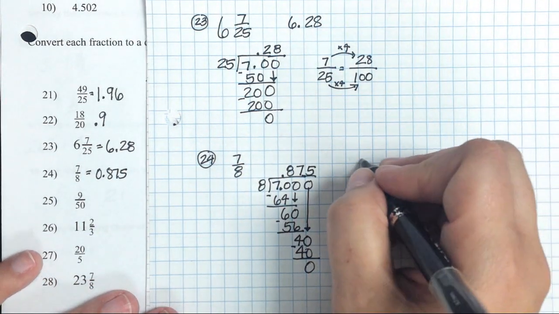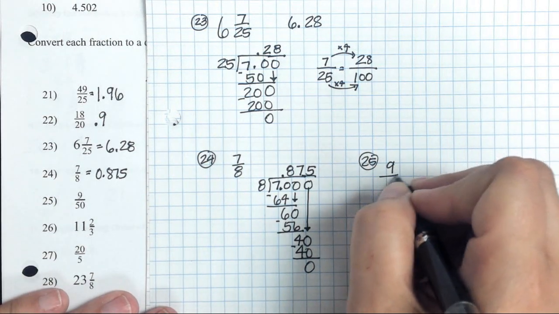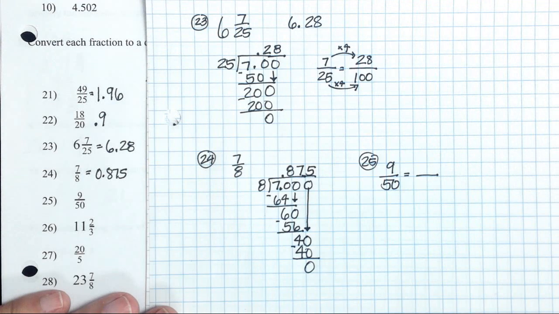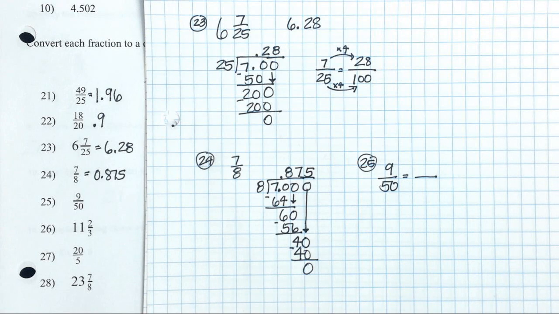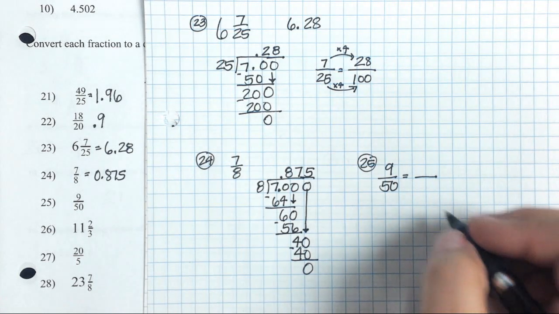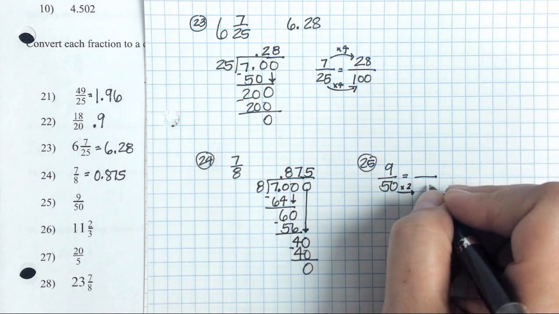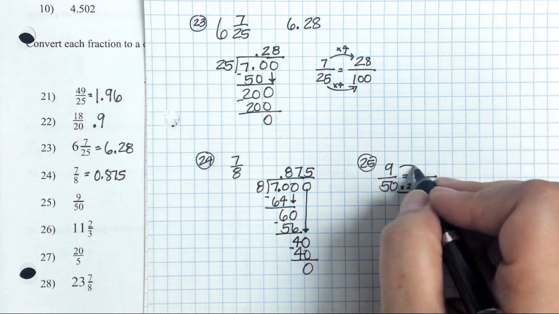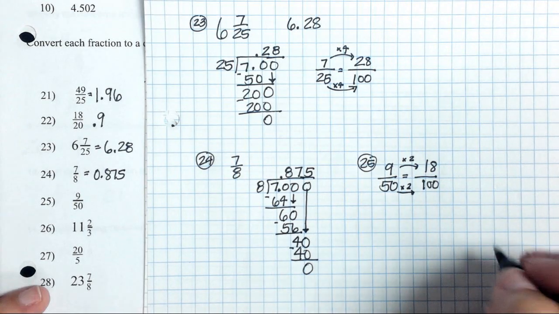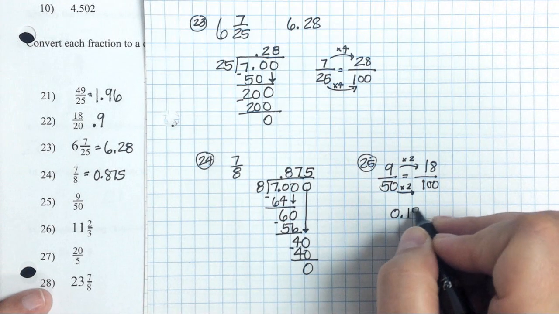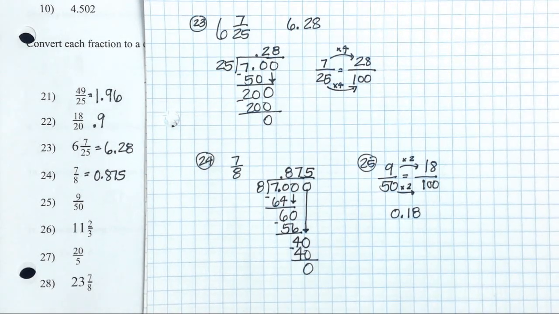Anybody see a shortcut we could do on number 25? 9 over 50. What could we do? Well, if I multiply by 2, I get 100. What happens if I multiply the top by 2? You get 18 over 100. So my denominator becomes 100. Numerator becomes 18. How do I write 18 hundredths as a decimal? 0.18. So there's your little shortcut on that.